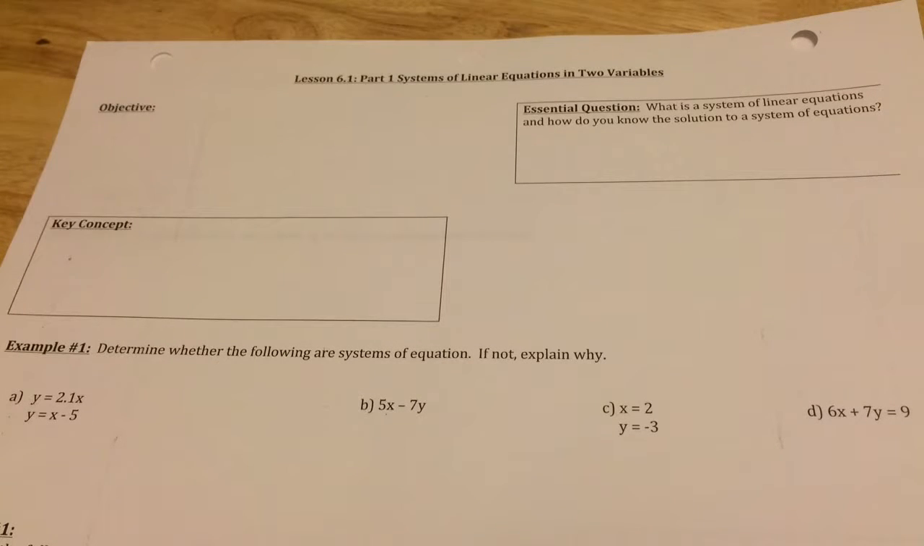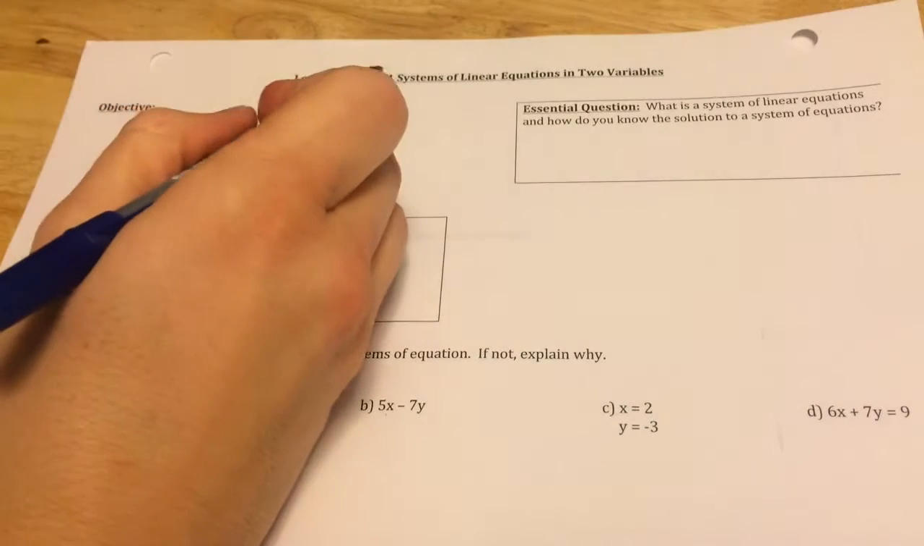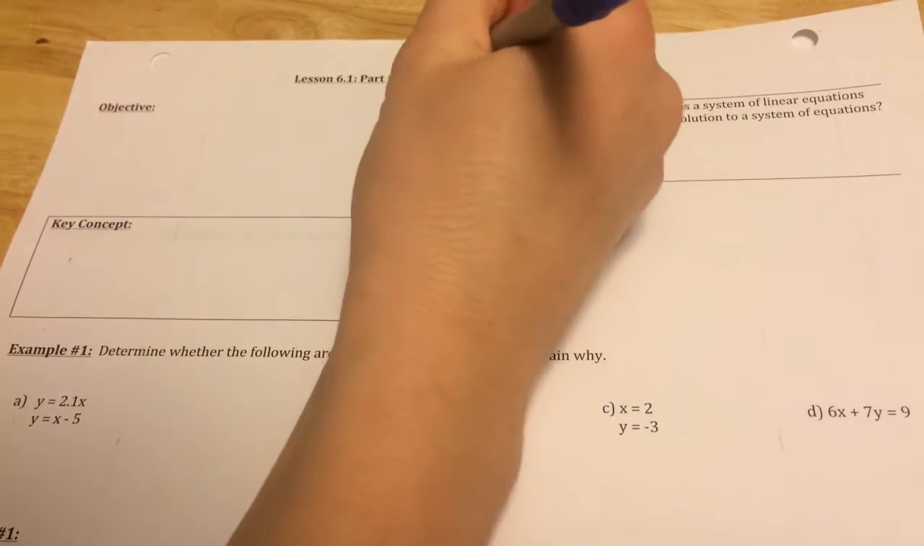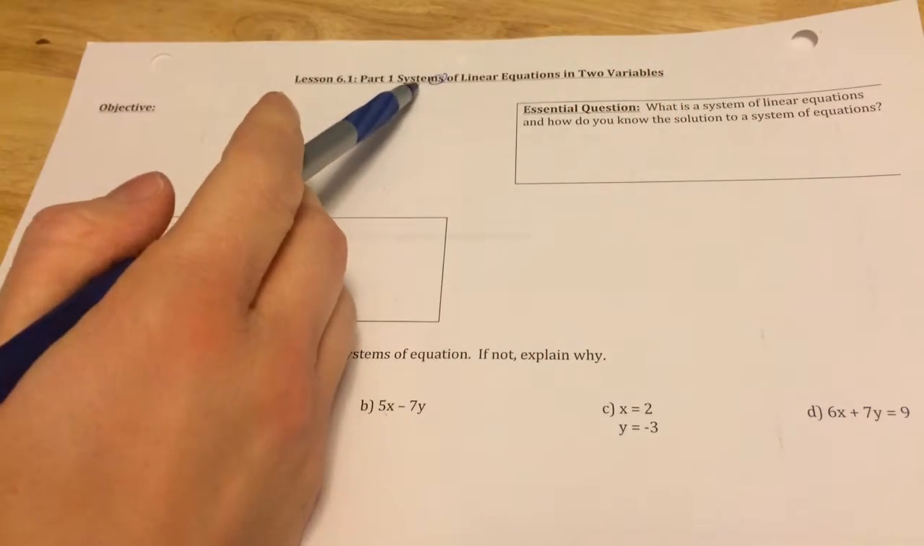Today we're going to learn lesson 6.1. This is part 1, Systems of Linear Equations in Two Variables. So chapter 6 is all about something called systems of equations. If you see the word systems, notice it's plural. There's an S on the end, meaning more than one.